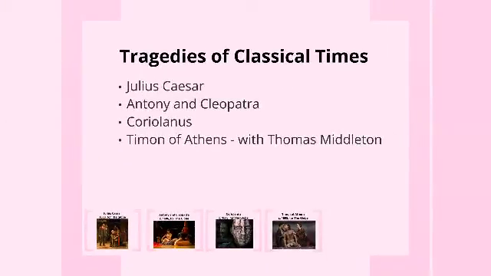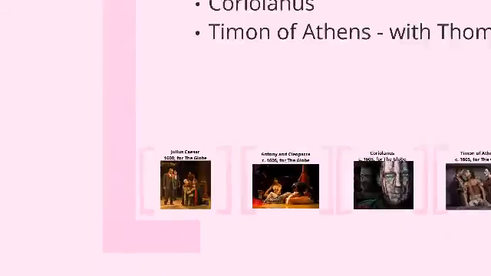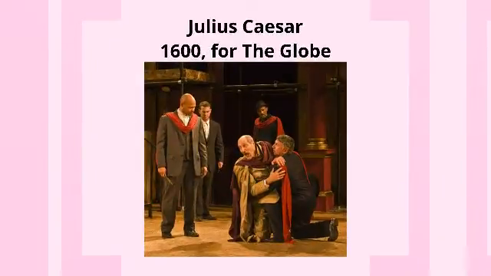Shakespeare wrote four more tragedies, all set in the classical period in Greece or Rome. Some of these are more famous than others. Probably the most famous of them is Julius Caesar, because this has long been a school play. Many of us read this early in our school years.